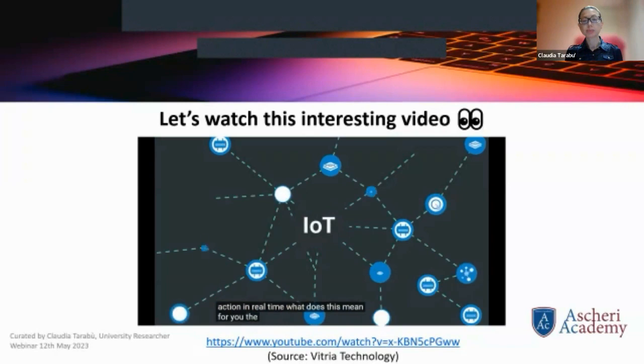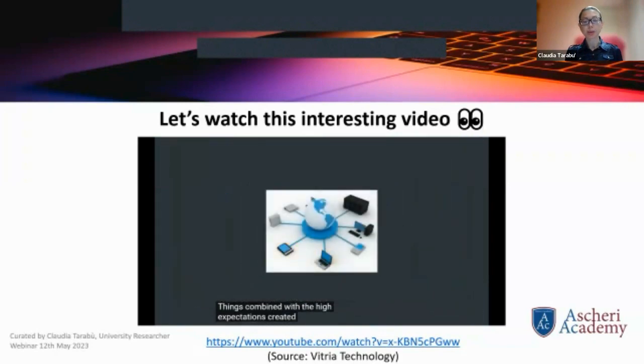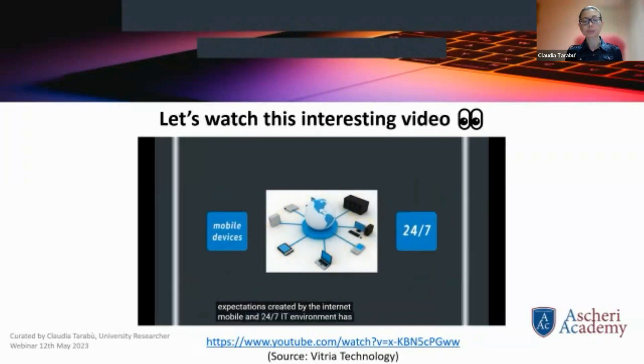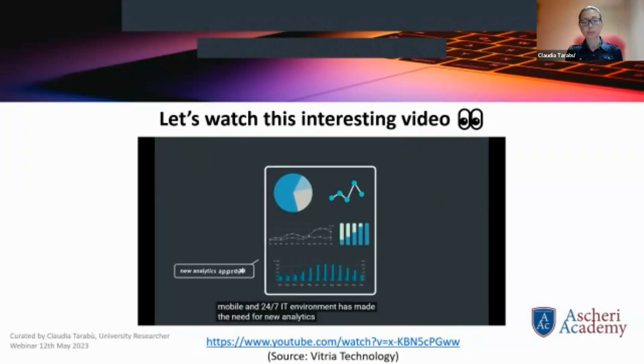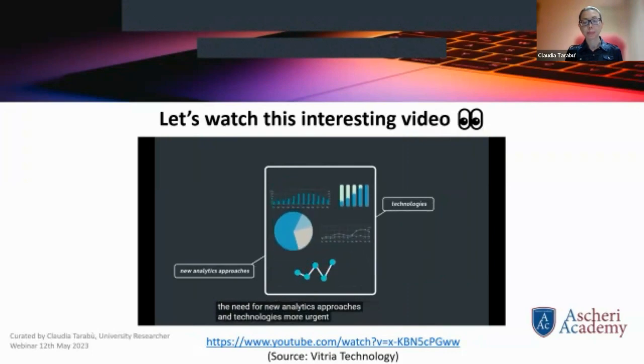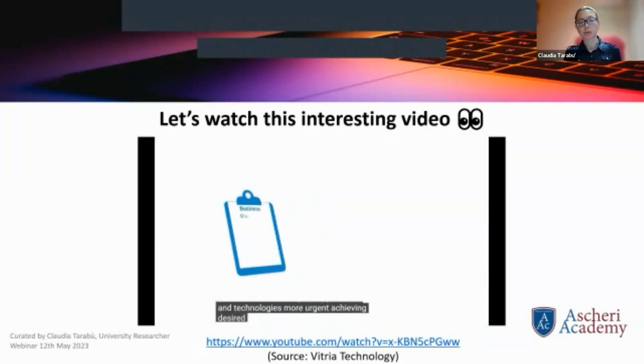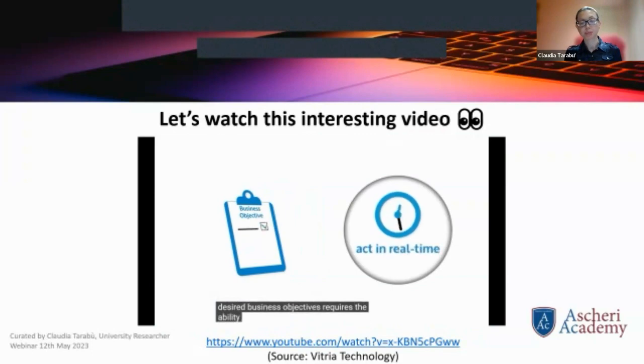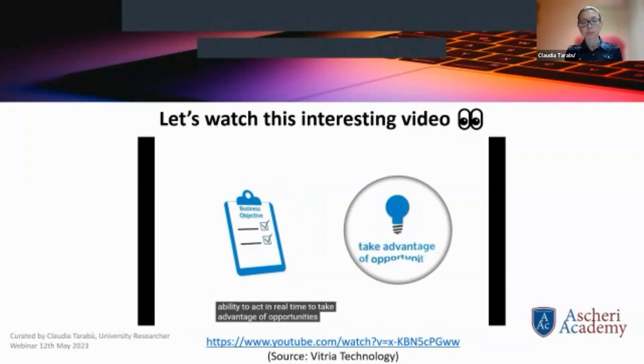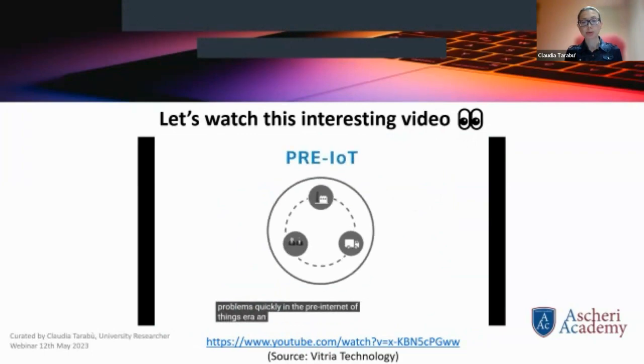What does this mean for you? The complexity of Internet of Things combined with the high expectations created by the Internet, mobile, and 24/7 IT environment has made the need for new analytics approaches and technologies more urgent. Achieving desired business objectives requires the ability to act in real time to take advantage of opportunities and address problems quickly. In the pre-Internet of Things era, an issue in a typical supply chain scenario could be addressed in 2 to 3 day cycles for satisfactory results.